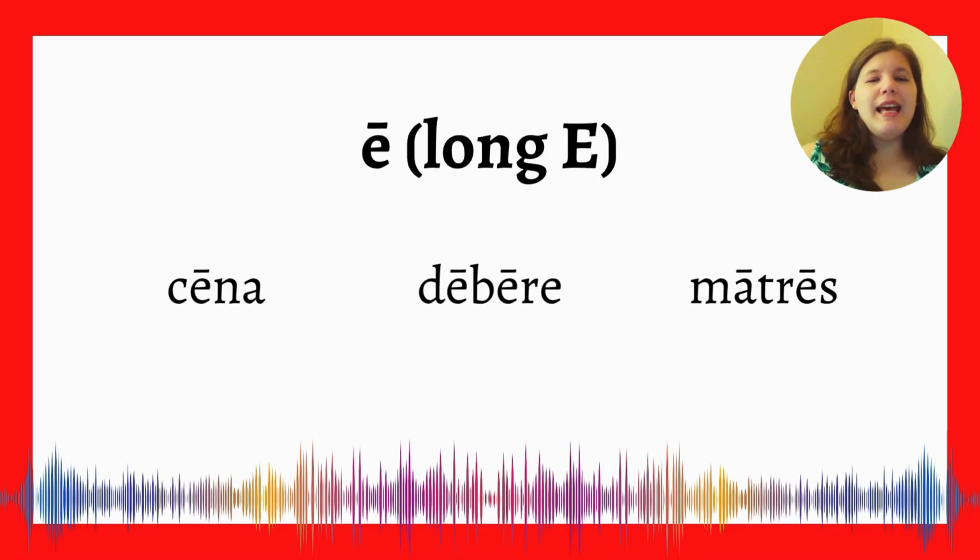Long E makes an A sound. This is kind of like what we have in English save, but you want to be careful because in English we often add a Y sound to the end of A. So like A. Don't do that in Latin. In Latin, it's a pure vowel. It's just going to be A. Our sample words are cena, debere, and matres.